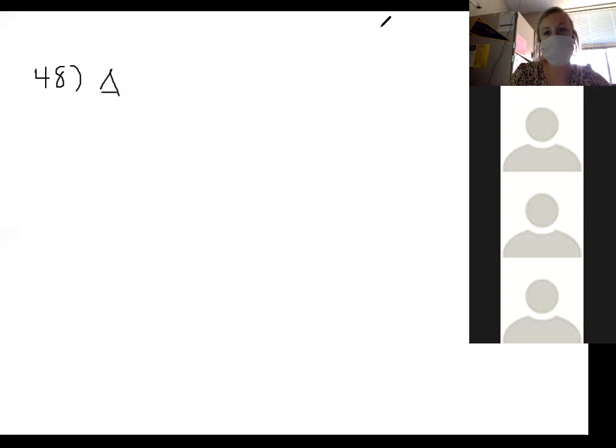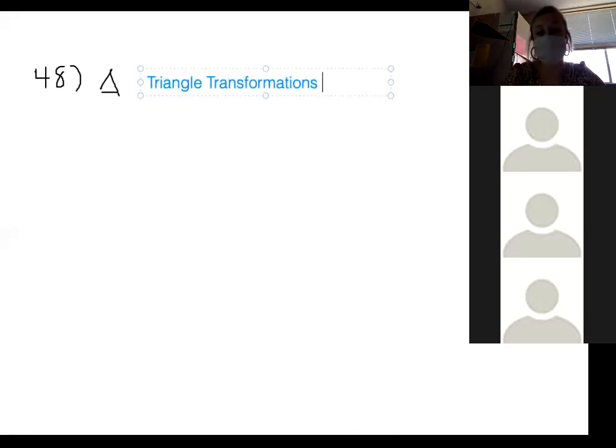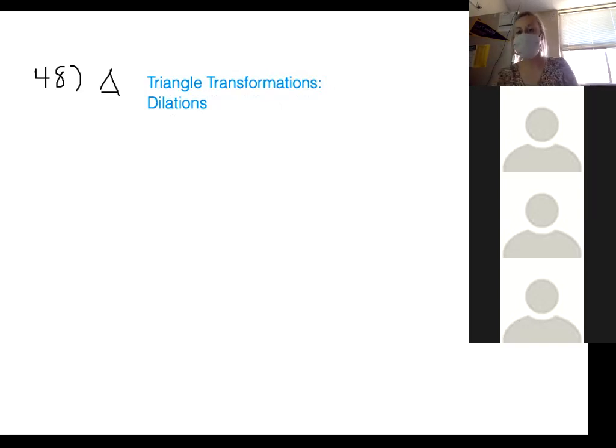Can you do a text box? Oh my God, y'all are so smart. Extra credit, you two. Oh, geniuses. For real, extra credit, because I don't know how I haven't figured that out before, because reading is hard, I guess. Triangle transformations, and what we're talking about today are dilations. Geniuses.